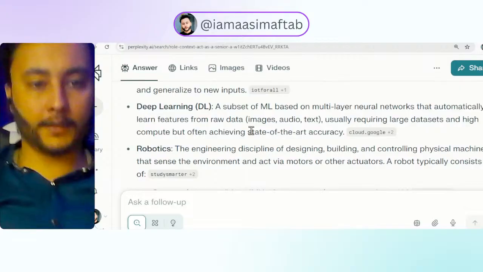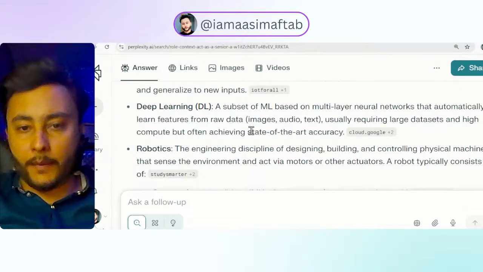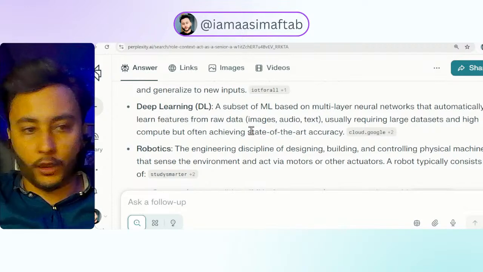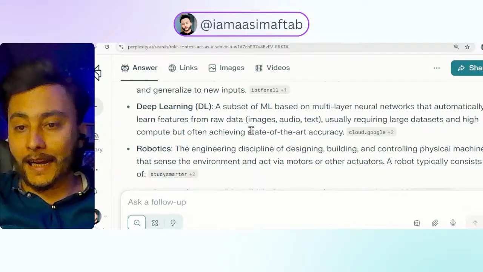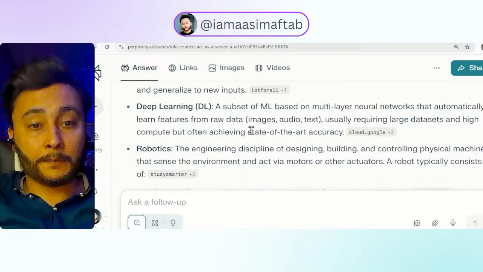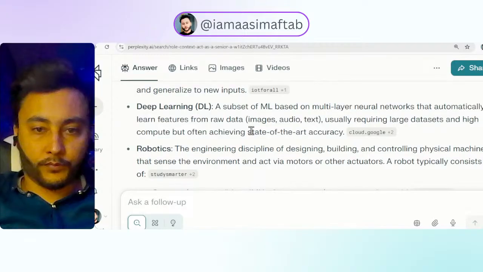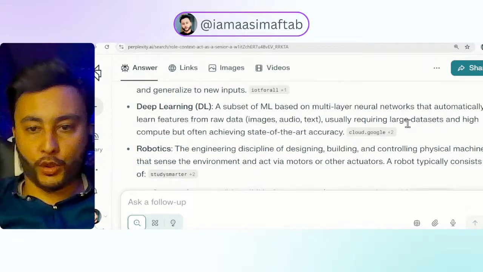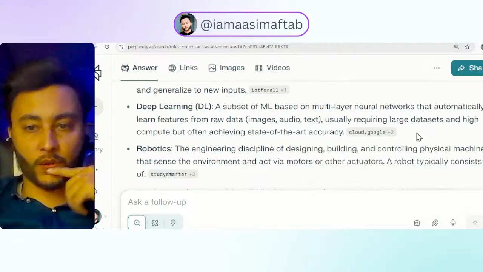Let's read a description of deep learning as well. A subset of ML based on multi-layer neural networks that automatically learn features from raw data, images, audio, text, usually requiring large data sets and high compute, but often achieving state-of-the-art accuracy. Beautiful. Here's the cloud.google.com resources as well.